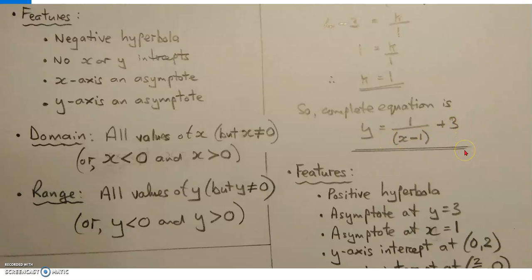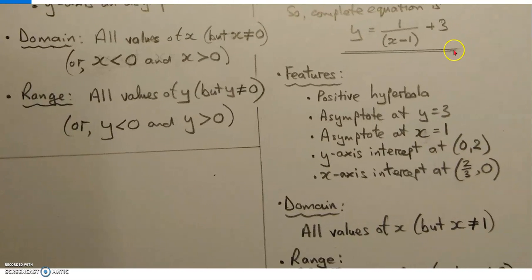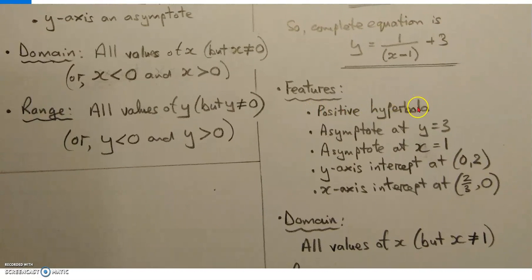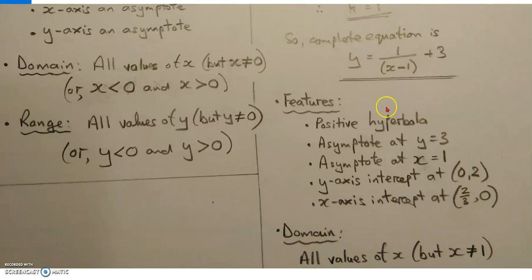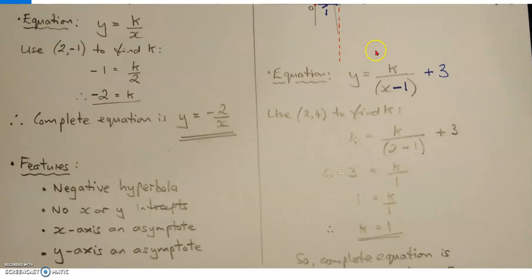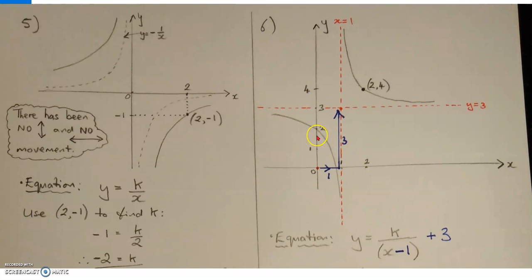Now the features are the following. It's a positive hyperbola. That's its name. It has an asymptote at y equals 3. It has another asymptote at x equals 1. Now there is a y-intercept at (0, 2). Well, what am I talking about? I'm talking about where it crosses the y-axis, which is there. Okay, coordinates. So you're talking about an intercept here of (0, 2).